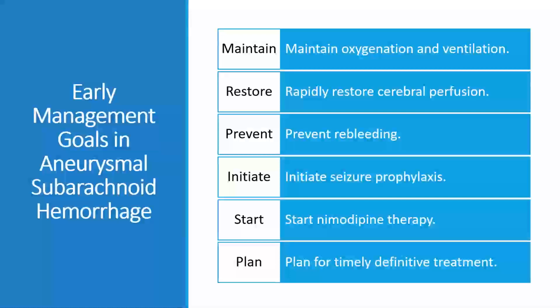Early management in aneurysmal subarachnoid hemorrhage. First of all, we have to maintain oxygenation and ventilation. It is very necessary to rapidly restore cerebral perfusion. We have to prevent rebleeding, initiate seizure prophylaxis if indicated, start nimodipine therapy, and plan for definitive treatment.